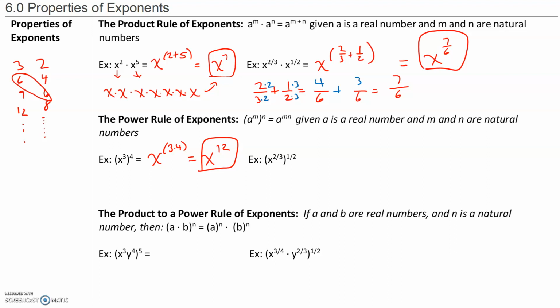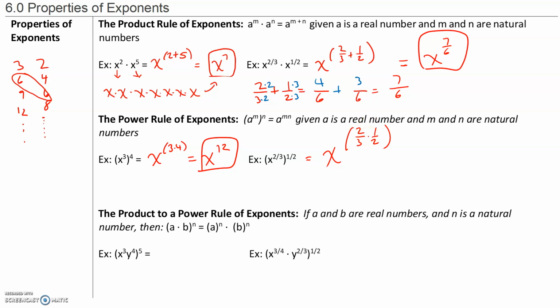The next example, we have x to the 2/3, and that's all raised to the 1/2 power. So again, by the power rule, we got one base and two exponents. So by the power rule, this is going to be x to the 2/3 times 1/2. And that looks like a subtraction sign, but it's actually multiplication.